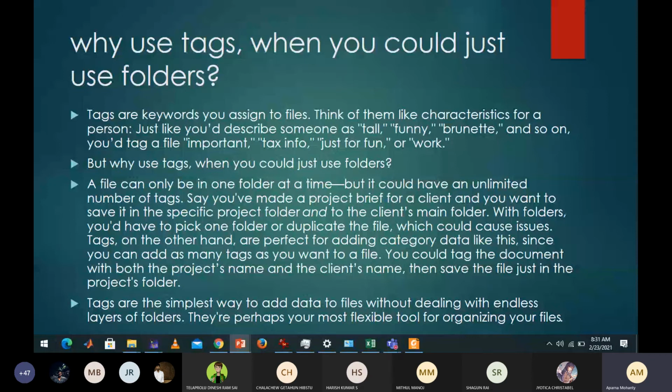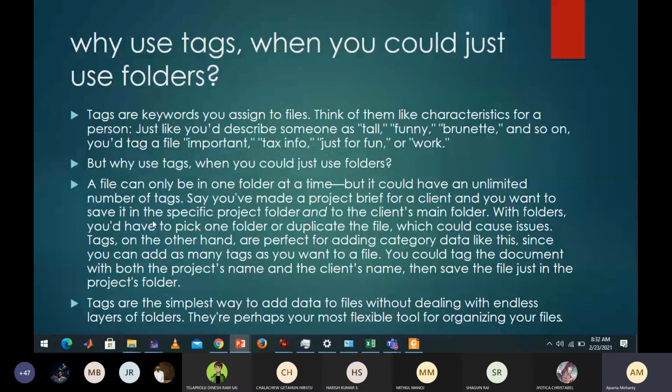So a file can only be in one folder at a time, but it could have an unlimited number of tags. This is one thing you need to know, that a folder might be single, but the tags associated with that folder might be many.